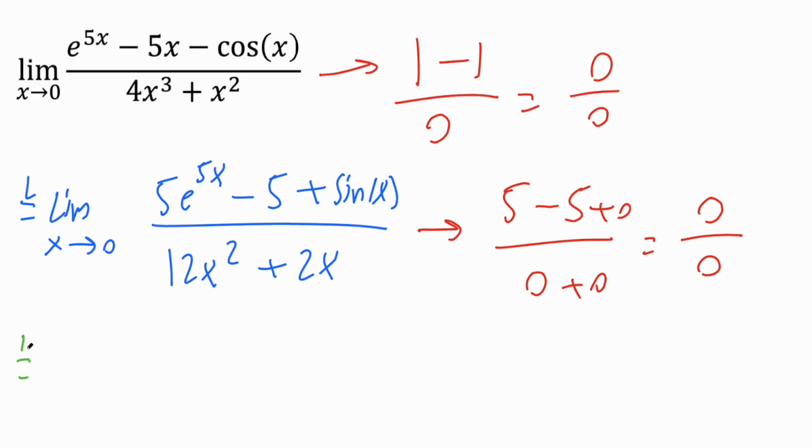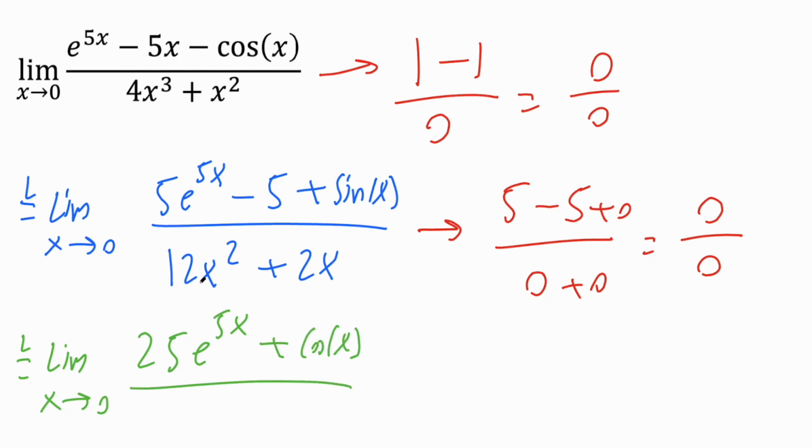So we're going to use L'Hopital's rule again as x approaches 0. The derivative of 5e raised to 5x is going to give us 25e raised to 5x. The derivative of negative 5 is 0, and the derivative of sine x is going to be cosine x, divided by the derivative of 12x squared, which would be 24x, and the derivative of 2x would be positive 2. And so now we're going to plug in again.